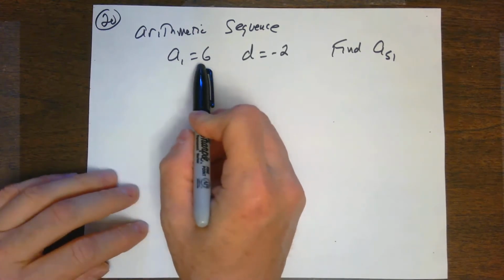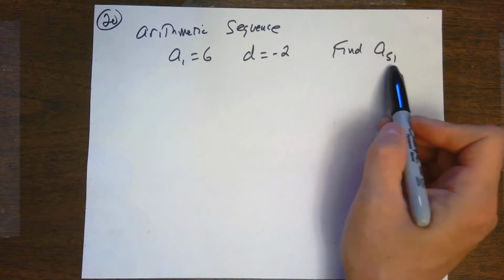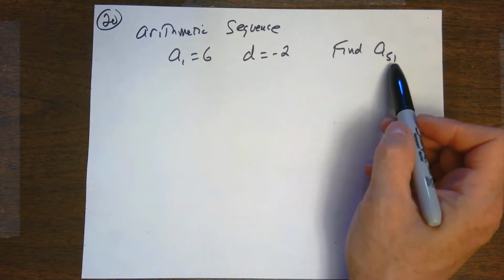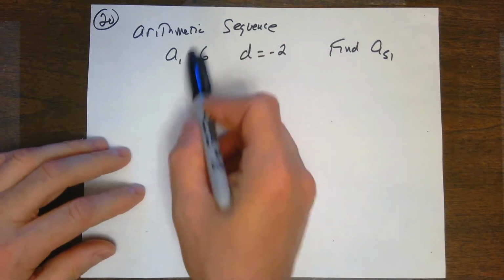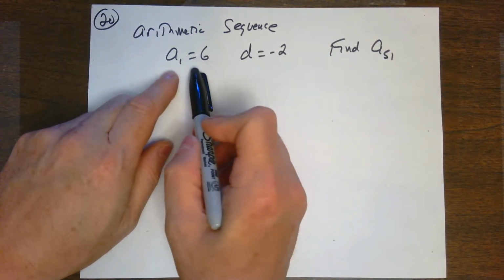A sub 1 means my first term. D, my common difference, is negative 2. A sub 51 means my 51st term. So if I take a look at this sequence, I know my first term. My second term would be just subtract 2. My third term would subtract 2 again.